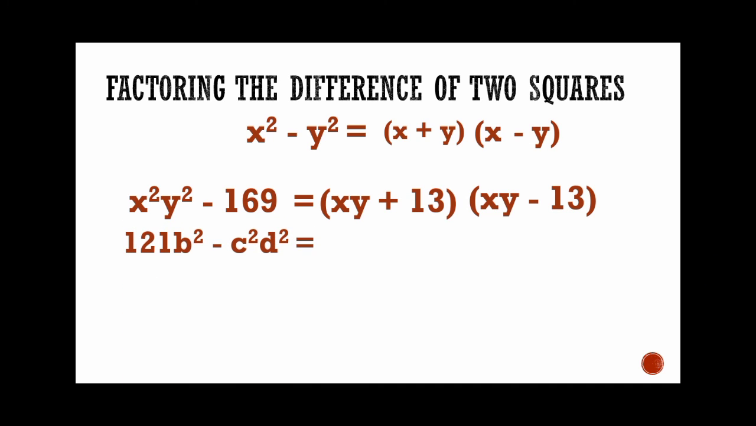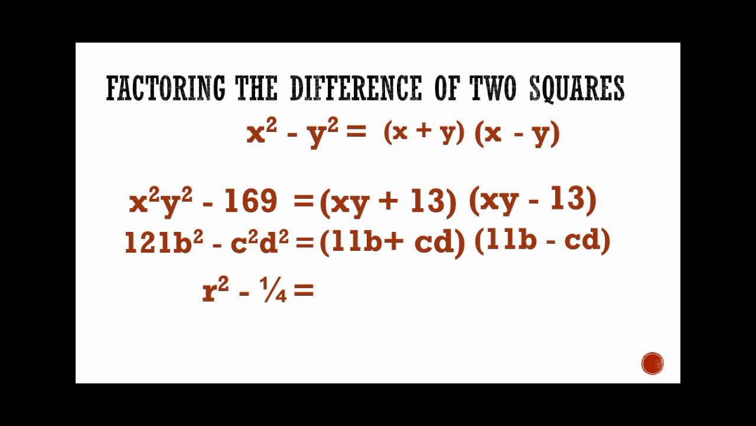Next is 121b squared minus c squared d squared. So, the square root of 121b squared is 11b, then c squared d squared is cd. And, of course, our second factor is 11b minus cd. Now, we have r squared minus 1/4. So, r squared is r, then 1/4 is 1/2. Then we have r minus 1/2. So, r plus 1/2 and r minus 1/2 are the factors of r squared minus 1/4.